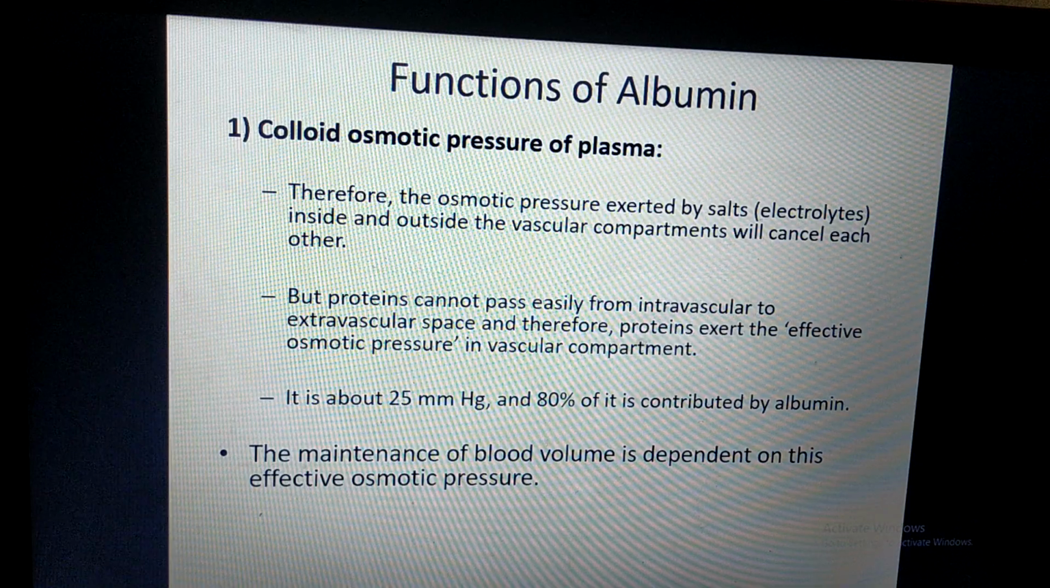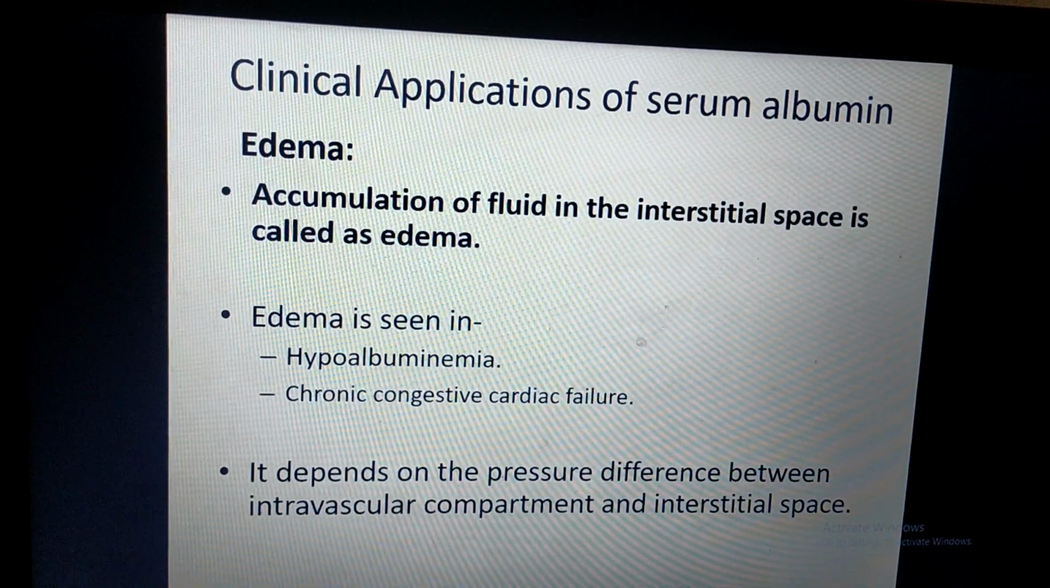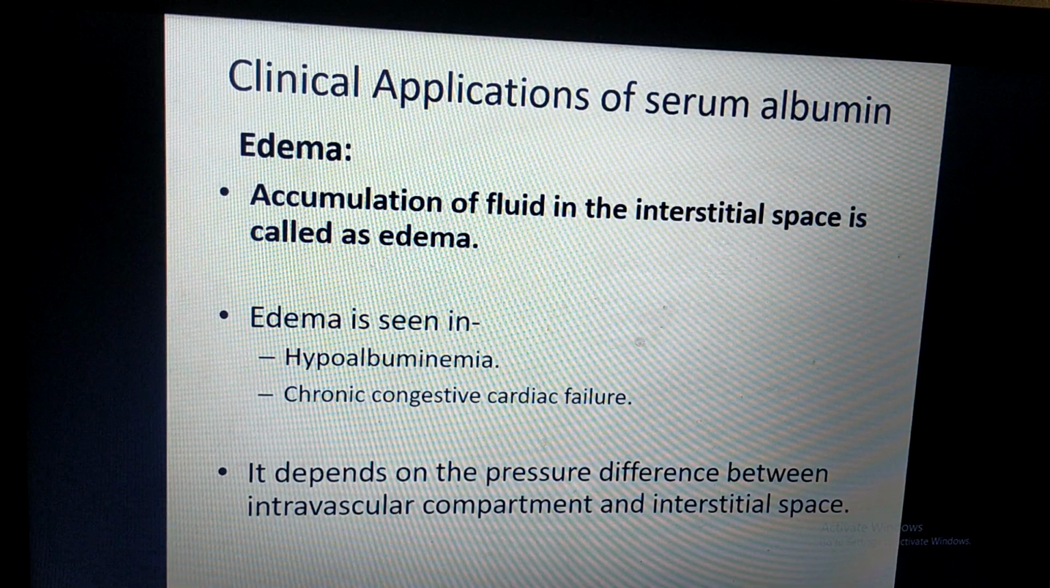Now this is called effective osmotic pressure, which is nothing but the difference between the pressure of intravascular space and extravascular space, and the maintenance of blood volume is dependent on this effective osmotic pressure. Now we will see the clinical applications of this: edema. Accumulation of fluid in the interstitial space is called edema. Basically, edema is seen in two conditions. First is hypoalbuminemia, that means decrease in albumin in plasma, and chronic venous congestion in cardiac failure.